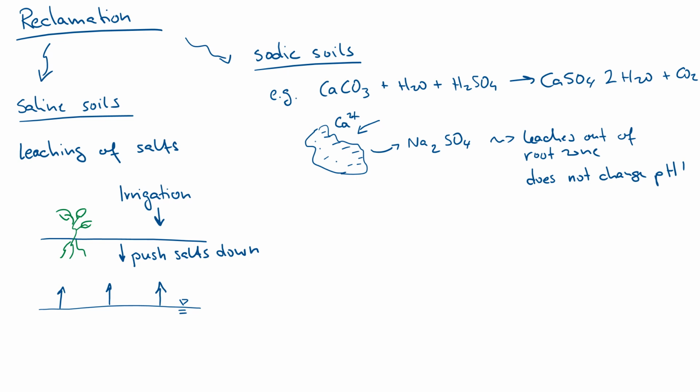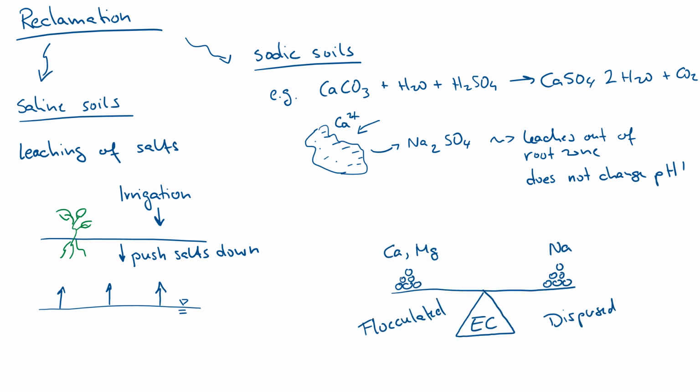So most soils, though, are neither totally saline nor totally sodic. They're somewhere in between, and if they are, then you've got to pay attention to the interplay between the dispersing properties of sodium and the aggregating properties of calcium and magnesium, and how that plays together with the electric conductivity of the soil as a whole.